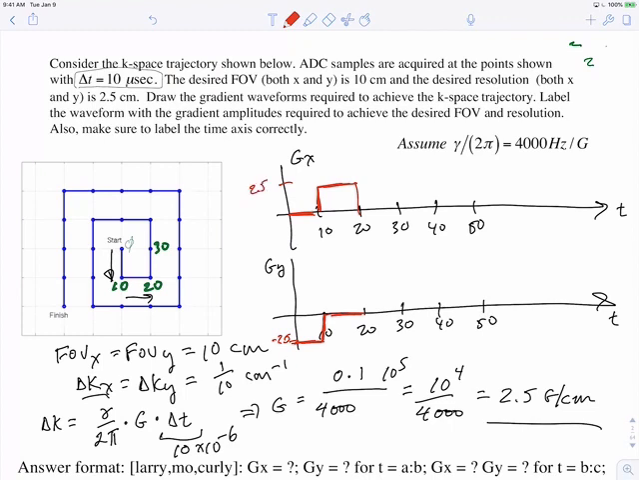Okay? And then what happens between 20 and 40? What gradient do we have to turn on there? Yeah, so we have to turn the gy gradient on positive, right? Because we got to move up. And what about the x gradient? It's 0, right? So it's just off. Okay? And then you can just go on and on and on, right? So it looks sort of intimidating, but once you do it, it's actually fairly straightforward.